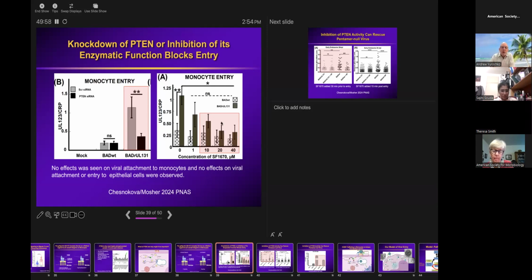We were able to use a drug and we saw the same effect. So we could knock down P10 molecularly. We could use a drug to get rid of its activity. We saw the same thing, suggesting it's important.